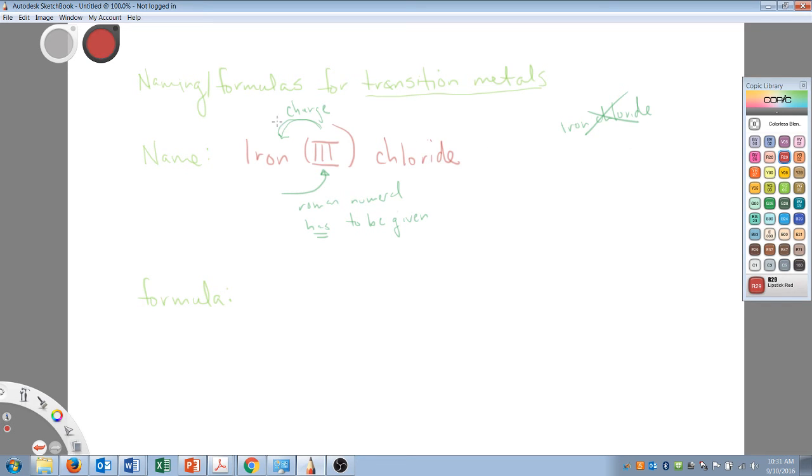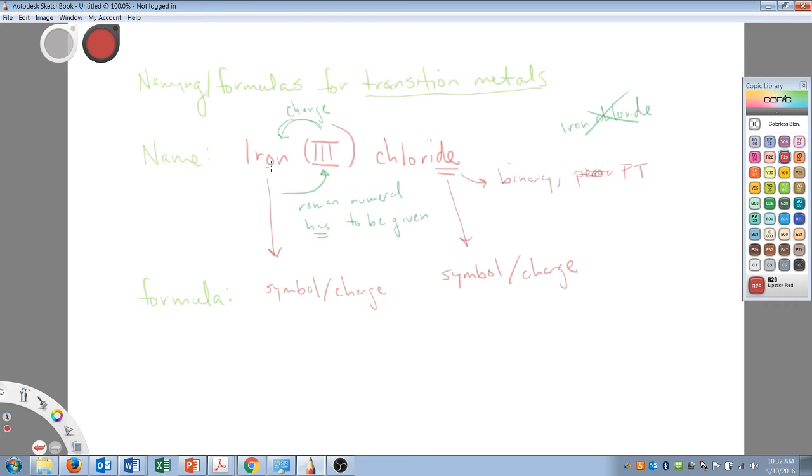So if I want to come up with the name, if I want to come up with the formula, I need the same two things I've always needed. I need the symbol and I need the charge. Now, chloride, I see IDE. I know that this is probably going to be binary, and we are probably going to go get it off the periodic table. So we need that guy's symbol and charge.